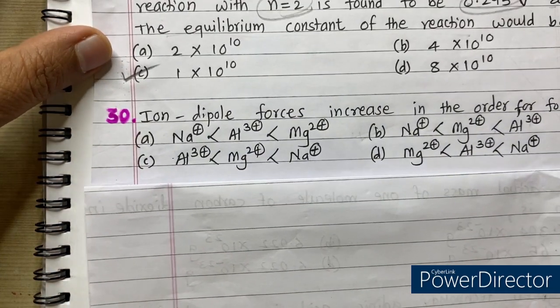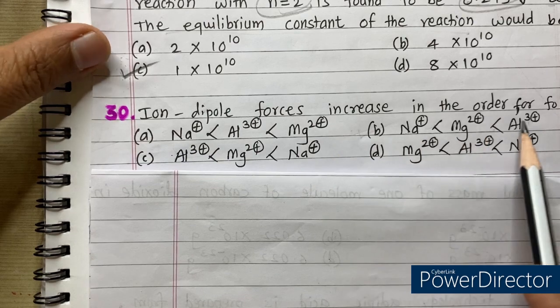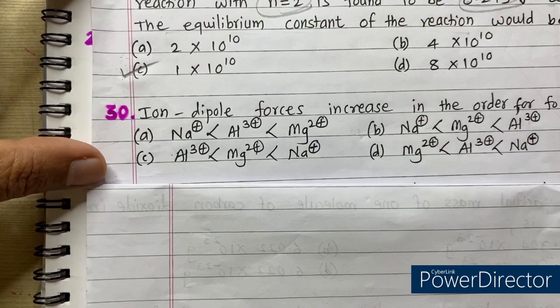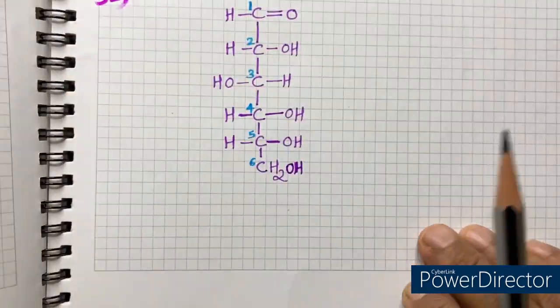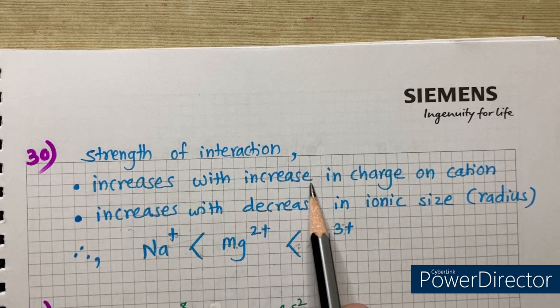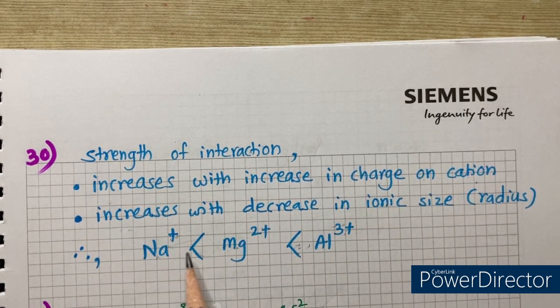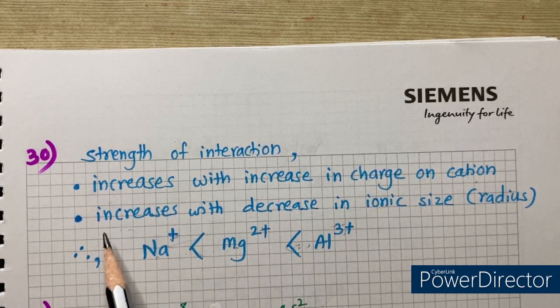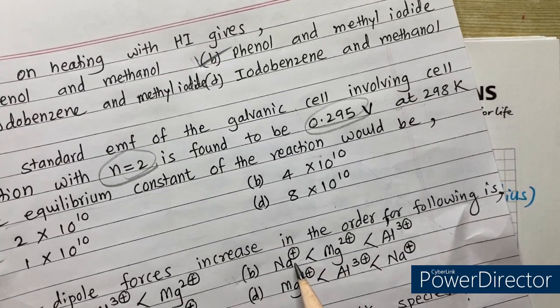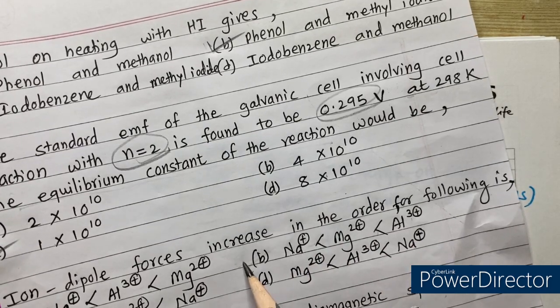Next, the ion dipole forces increase in the following order. Now here ions are given with plus 1, plus 2, plus 3 charges. We should know one piece of information. Here, the strength of interaction increases with increase in charge on the cation. Next, it increases with decrease in ionic size. Here the ionic size decreases, therefore this increases. Therefore the answer is Na plus 1, Mg plus 2 and Al plus 3.